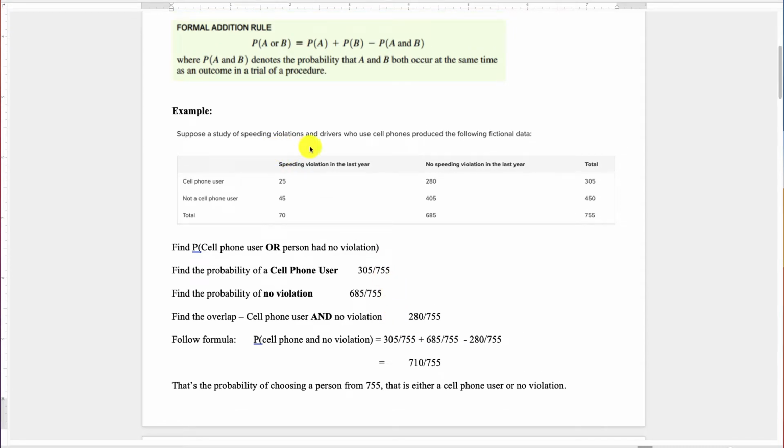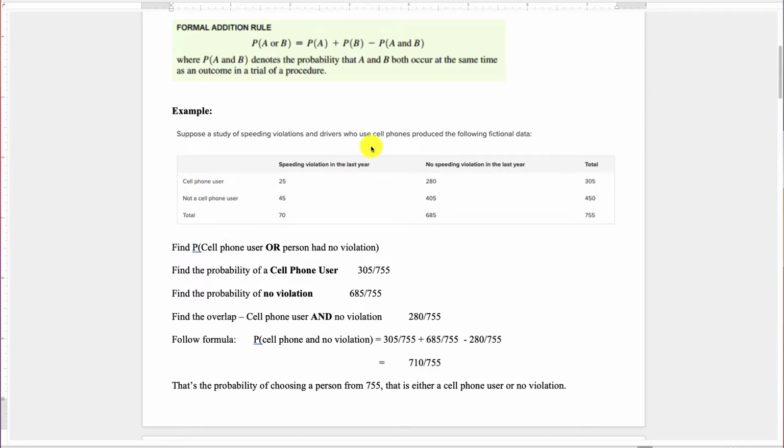Suppose a study of speeding violations and drivers who use cell phones produces the following fictional data. So it reads like this. It's a chart that goes across and a chart that goes down. So speeding violations in the last year are 70. No speeding violations were 685. The total of everybody is 755. Those use cell phones and not cell phones.